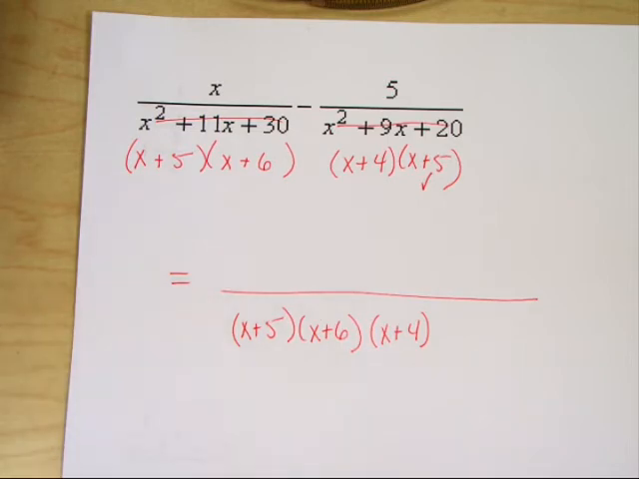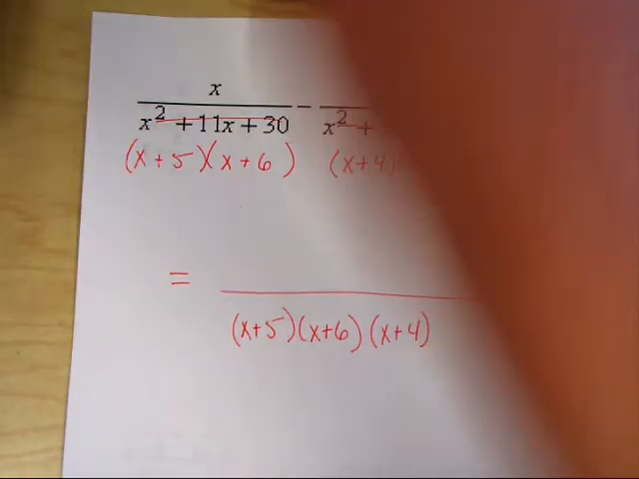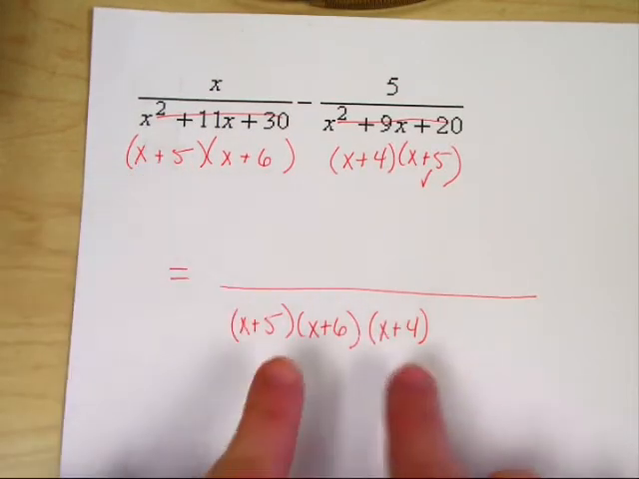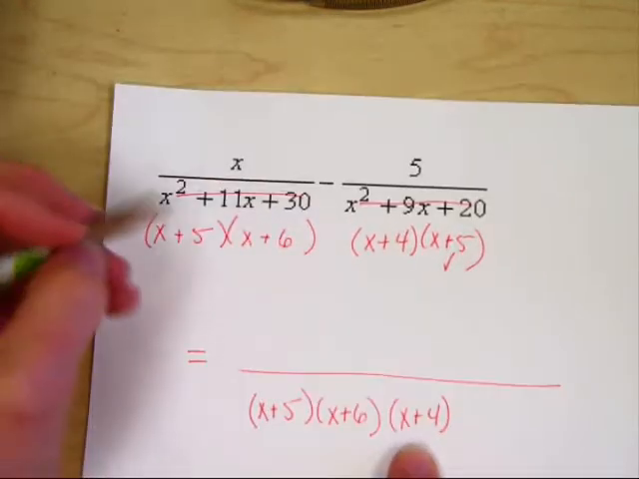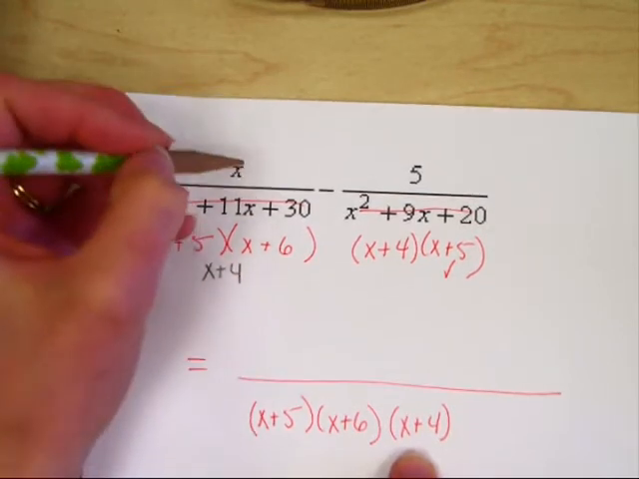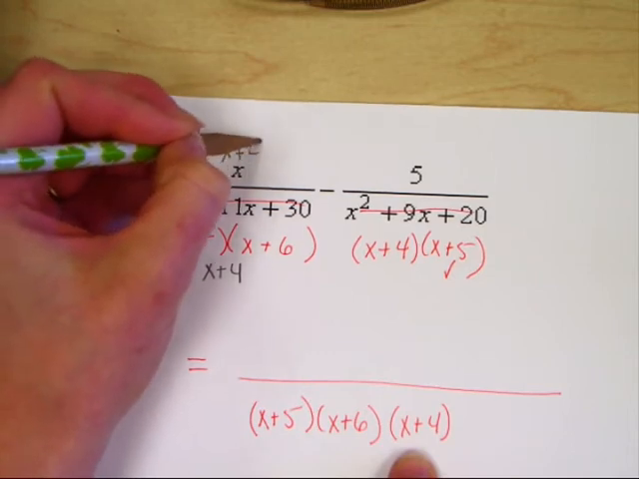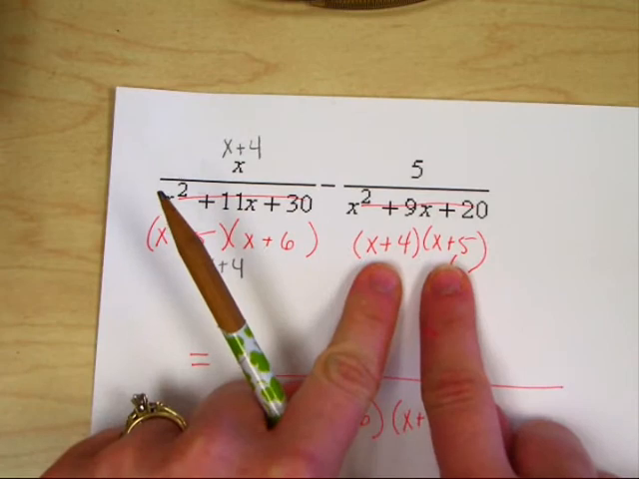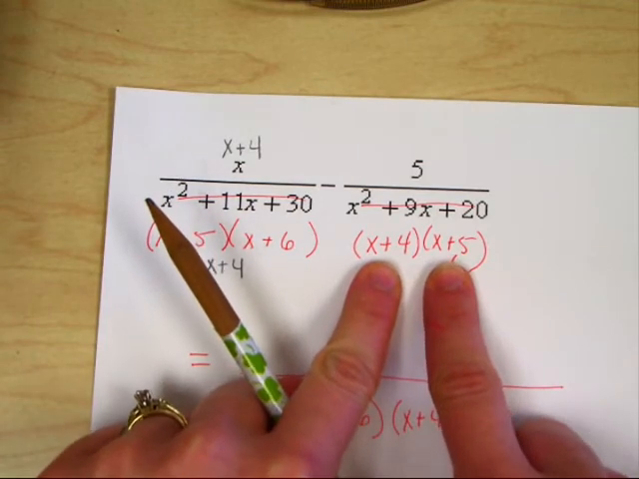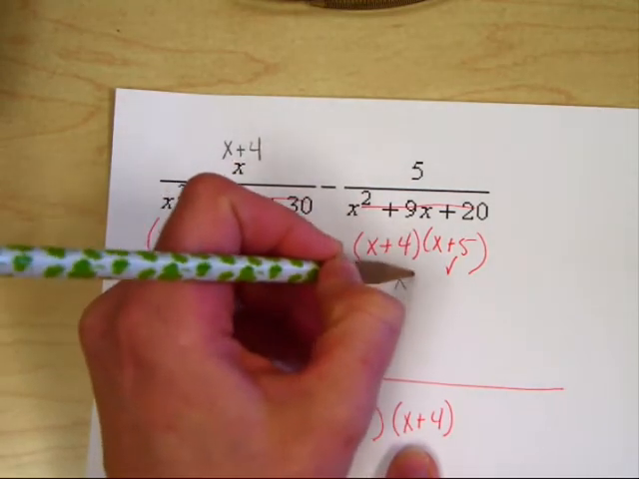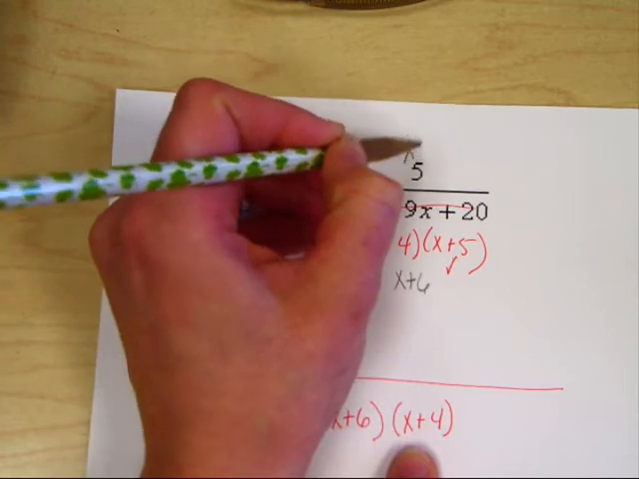After you complete that, you need to go back up and see what was missing. Comparing x plus 5 and x plus 6 to my common denominator, I will notice that it's missing the x plus 4. Because it's missing the x plus 4, I need to also put it in the numerator. When I compare these bottom two, I notice that it's missing an x plus 6. Because it's missing an x plus 6, I put it in the denominator and I put it in the numerator.